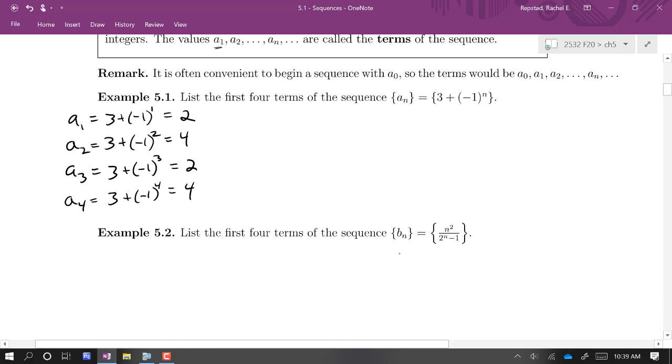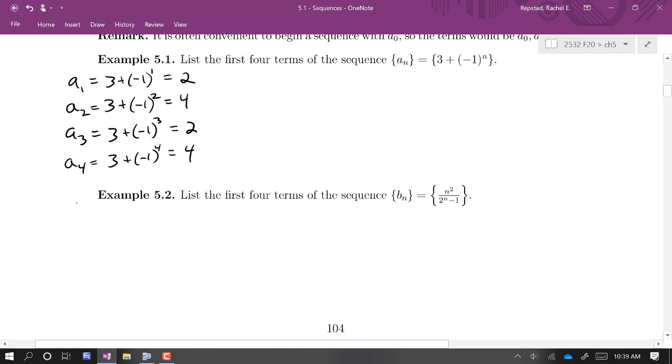Our bn's here are defined by n squared over 2 to the n minus 1. We're going to find the first 4 terms. So b1 is 1 squared over 2 to the 1 minus 1, which is 1 over 1. That's just 1.